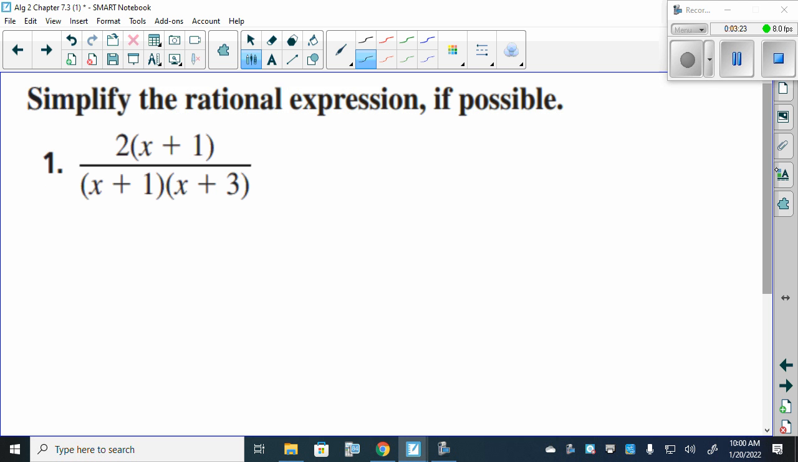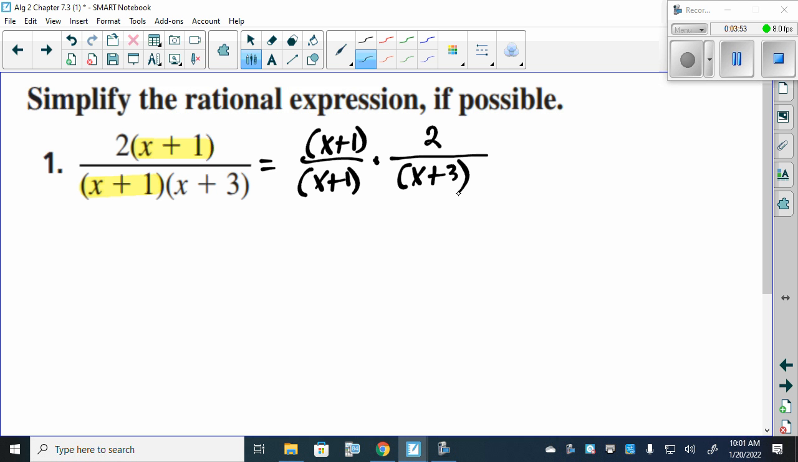Now let's look at this one here. Yes. Because there is an x plus 1 in common on top and bottom, we can simplify it out. And again, when we're simplifying, we're focusing on the factors, these being multiplied together. Because really what we can say is that we have x plus 1 over x plus 1 times 2 over x plus 3. Because when we multiply fractions, we multiply straight across. And x plus 1 over x plus 1 simplifies to 1, just leaving us with 2 over x plus 3.